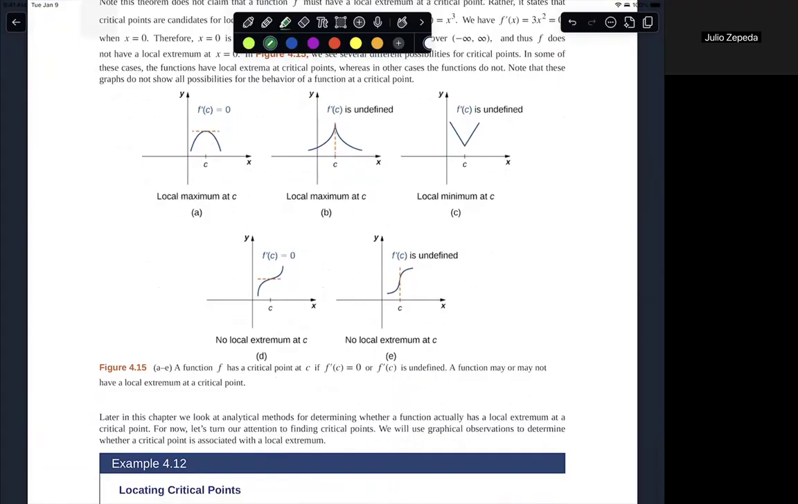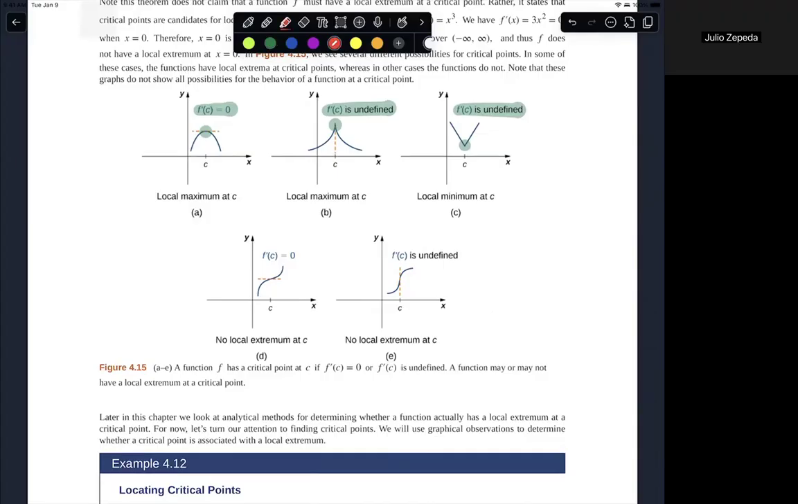So here are a couple of examples. These are very nice because if the derivative is equal to 0, we might have a local maximum as occurs in this first picture. Or if the derivative is undefined, we might have a local maximum or local minimum at that point. Here's another one where the derivative is undefined. Looks like an absolute value kind of function. And there is a local minimum at that critical value.